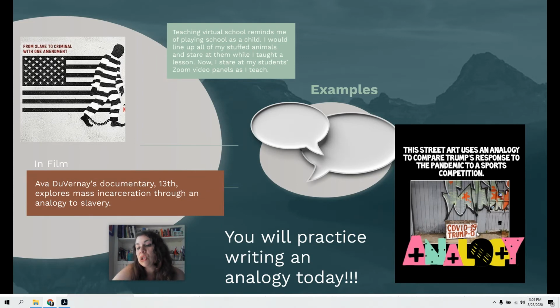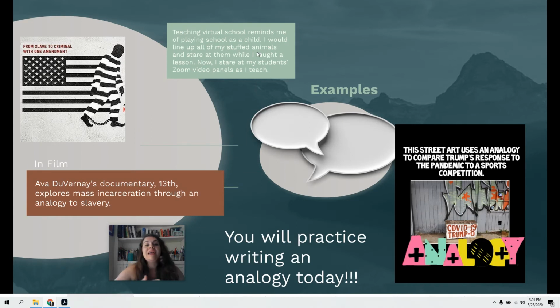So they made this looking like a scoreboard. I couldn't even think of the word. Looking like a scoreboard showing that the pandemic had more points than Trump had, that Trump was losing. His response to the pandemic was losing. So that's an analogy in art.